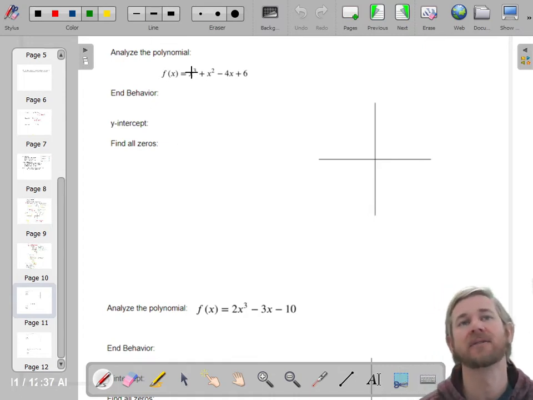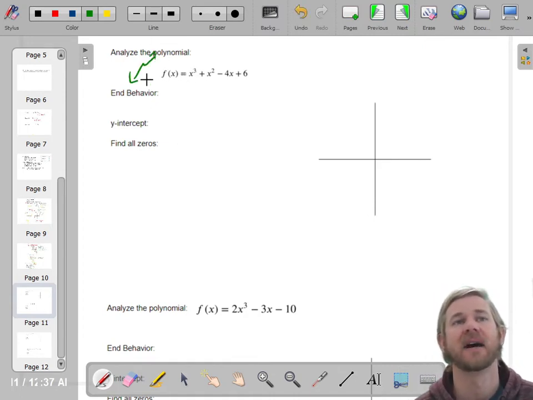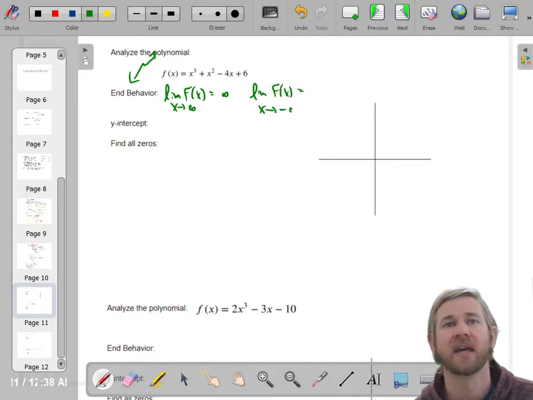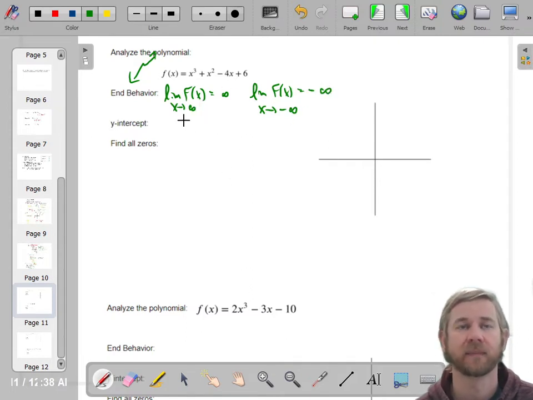Well, first thing it says, describe the end behavior. It's positive and it's odd, so I'll say the limit of f of x as x goes to infinity. As you go to the right, it's going to go up. The limit of f of x as x goes to negative infinity. As you go left, it's going to go down. So left down, right up. Y-intercept is at (0, 6). 6 is the number on the end there.